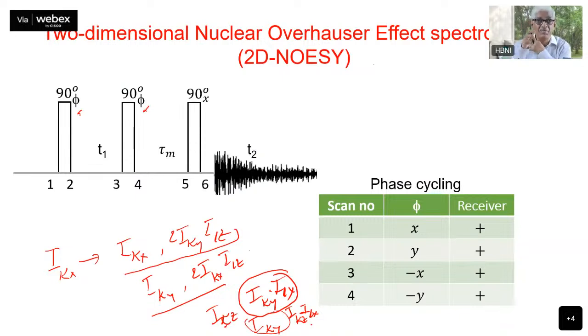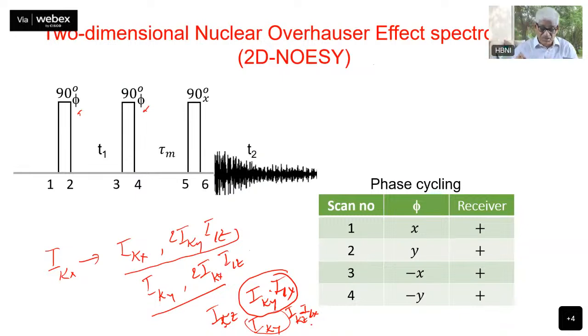This is done by the same sort of phase cycling that I indicated there. In the double quantum filtered COSY, the phase phi was run in the same manner: x, y, minus x, minus y, a set of 4 experiments, but the receiver was plus, minus. Now we are doing the phi phase also the same way, x, y, minus x, minus y, but the receiver phase does not change. We always add, plus.